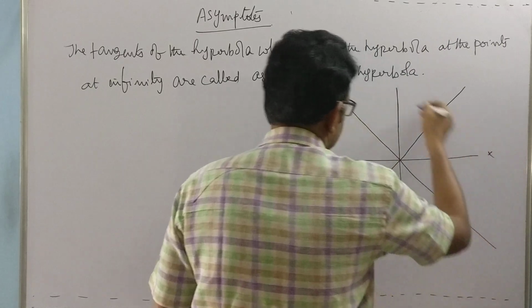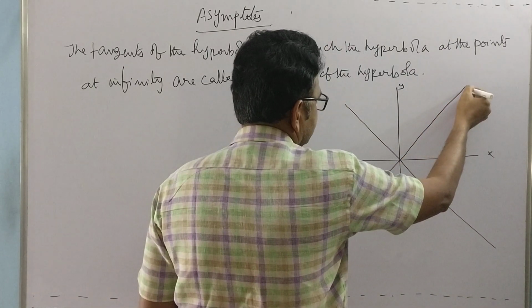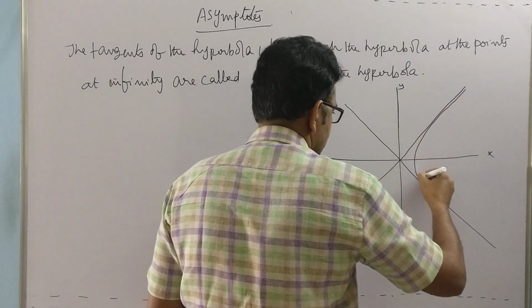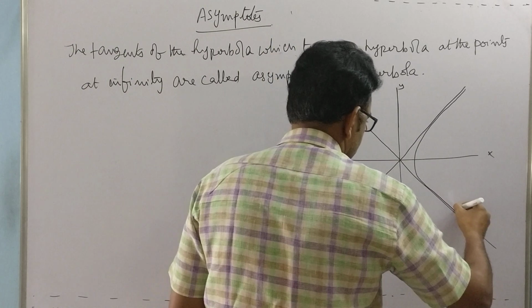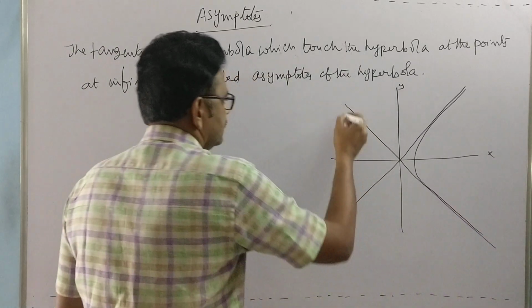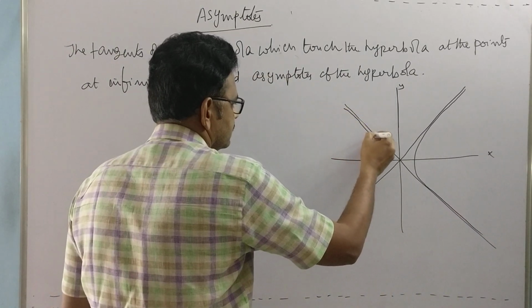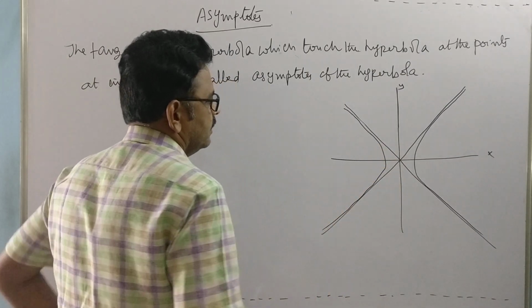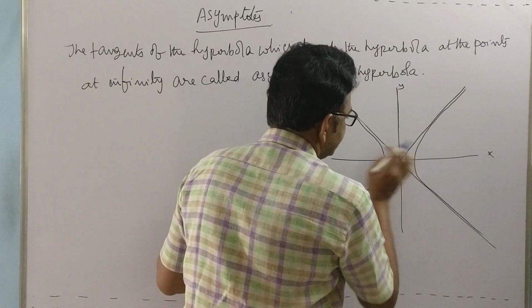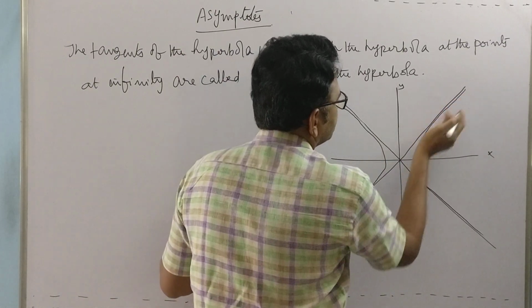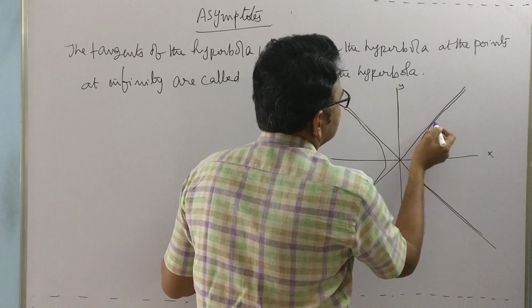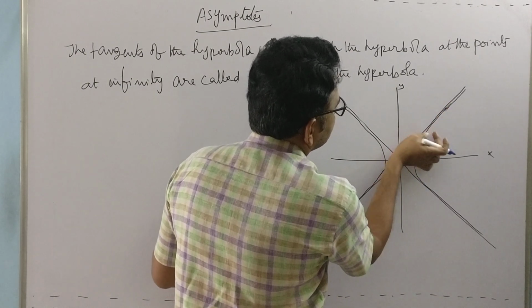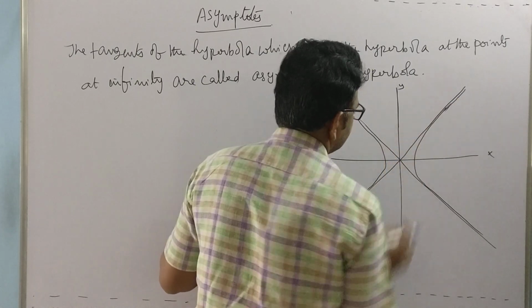See, this is the x-axis, this is the y-axis, this is the branch of the hyperbola, and this is the other branch of the hyperbola. These two are tangents. This is the branch of the hyperbola, and it touches exactly. This is the branch of the hyperbola, this is the tangent.